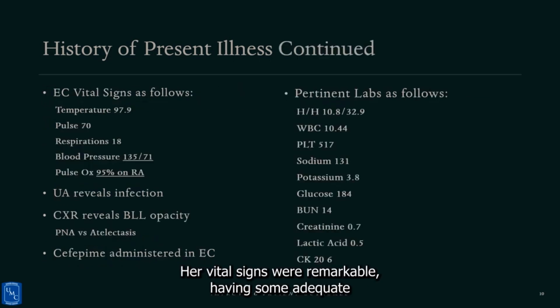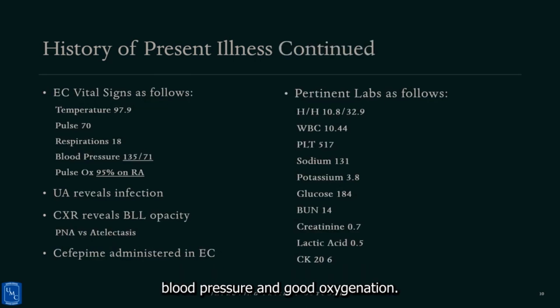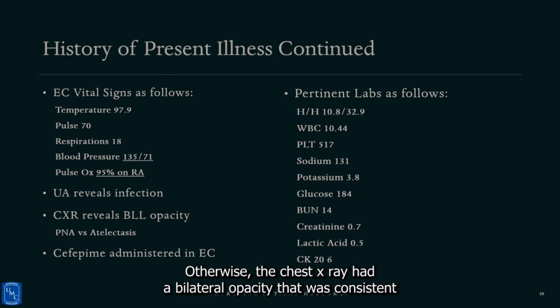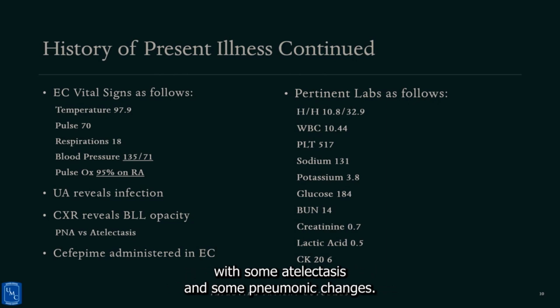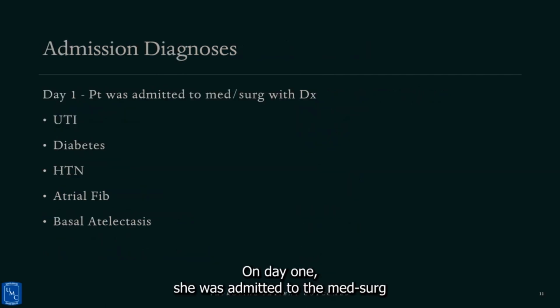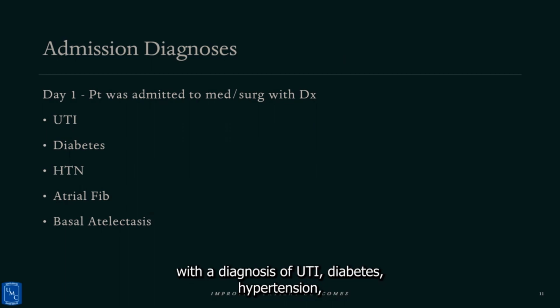Her vital signs were remarkable for adequate blood pressure and good oxygenation. The chest X-ray had a bilateral opacity that was consistent with some atelectasis and some pneumonic changes. She received antibiotics promptly in the emergency department, and the initial presentation did not show any leukocytosis. On day 1, she was admitted to the med-surg with a diagnosis of UTI, diabetes, hypertension, atrial fibrillation, and the atelectasis noted on the X-ray.